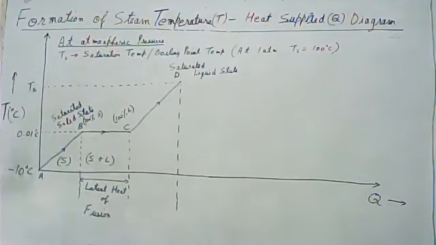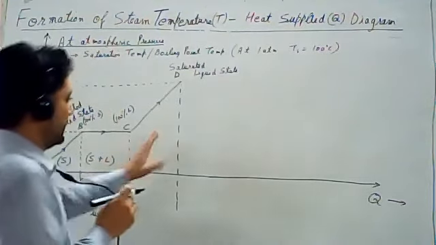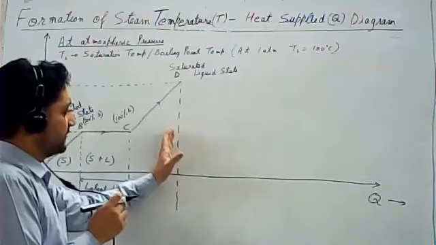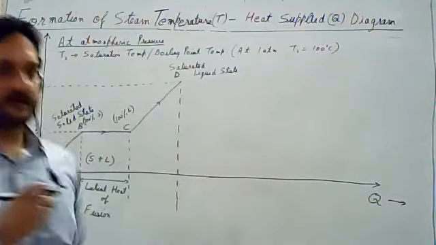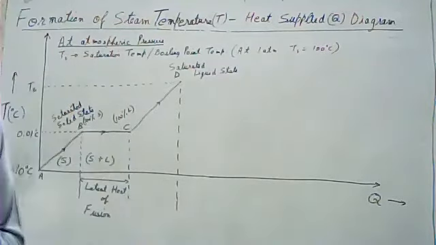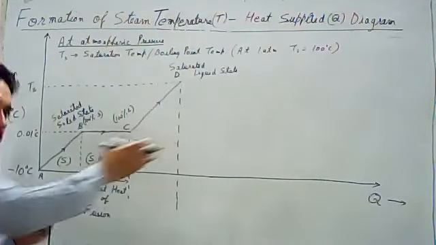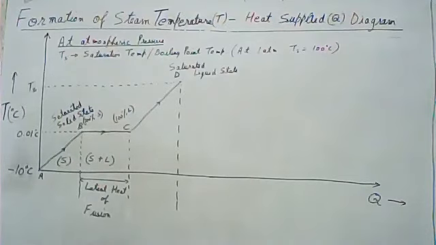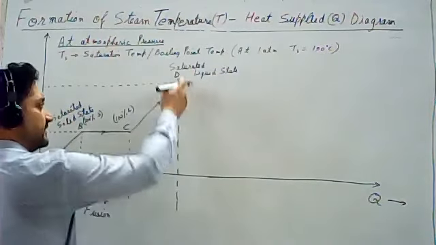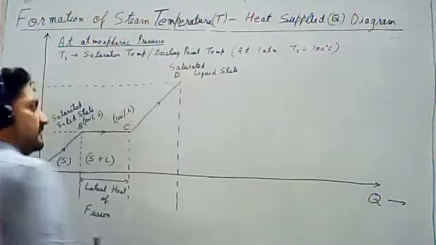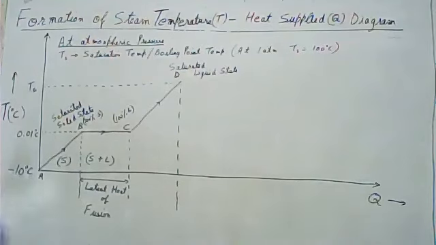Saturated means the water is now saturated. That means if I add more heat into it, the liquid phase will start to convert into your vapor phase, or gaseous phase. And what will happen if I add more heat beyond this D point? The liquid phase starts to change into vapor phase.